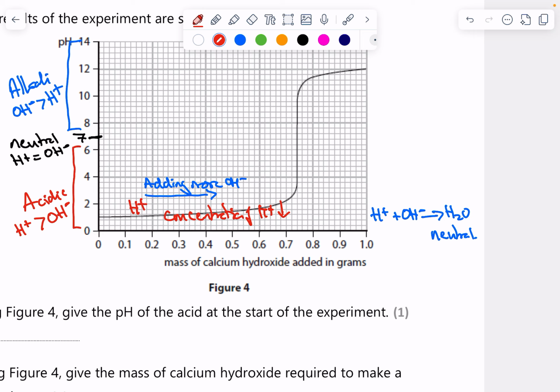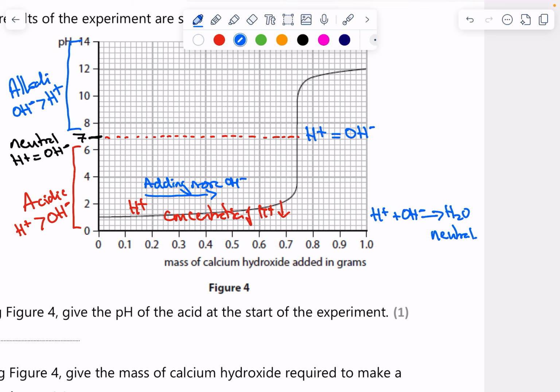We then get to this point, and I'm going to do a little dotted line across this point here, and at this point, this is where our H+ ions are equal to the OH- ions, and that's when the solution becomes neutral, pH 7.